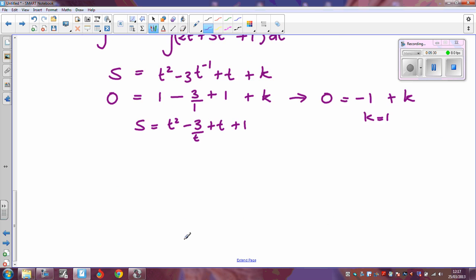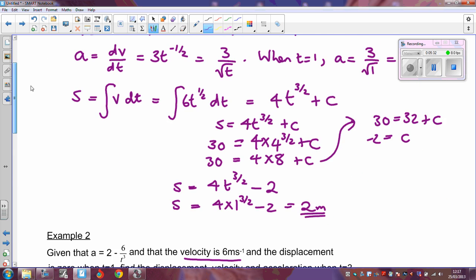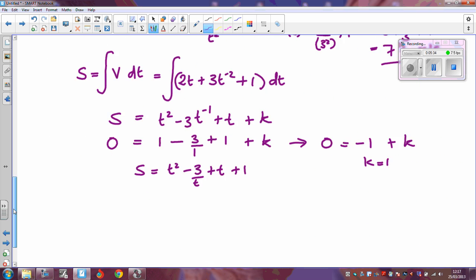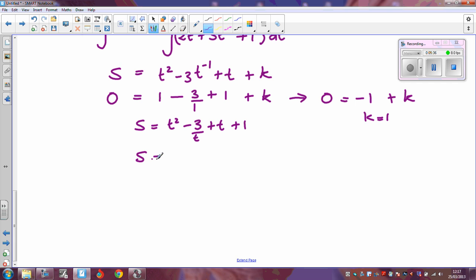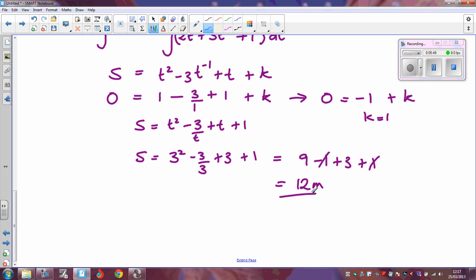So if we want the displacement, what did the question say? The displacement when t is 3, so s is going to be 3 squared minus 3 over 3 plus 3 plus 1. Well, that's 9 minus 1 plus 3 plus 1. In other words, the displacement is 12 meters when t is 3.